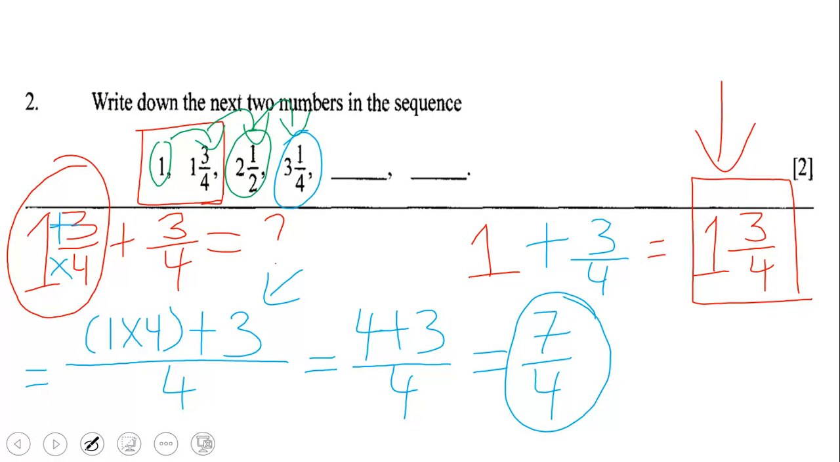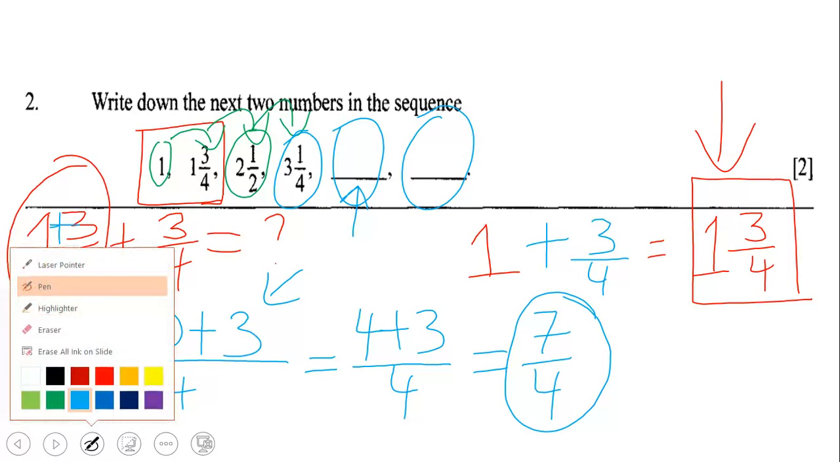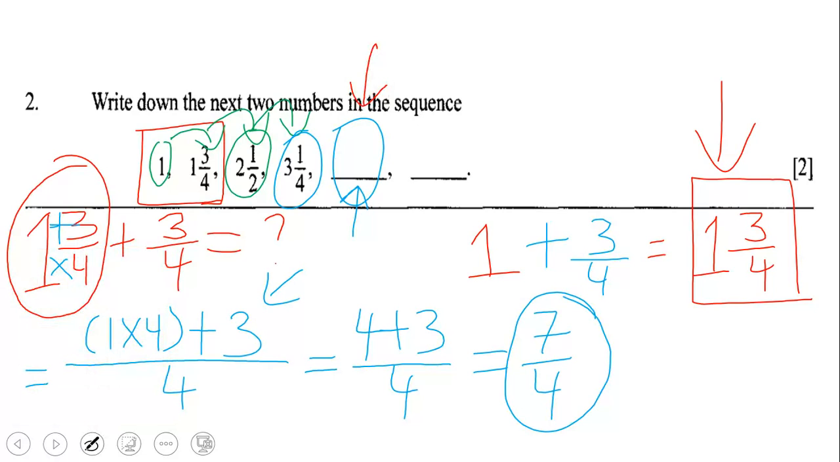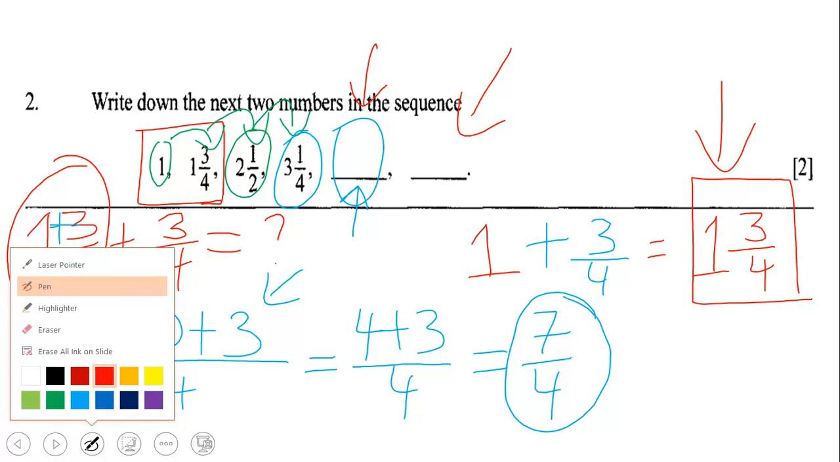So hopefully you can see the pattern. Every time we add 3 over 4 to one term in the sequence, we get the next term in the sequence. So in order to get this term in the sequence, I'm going to take 3 over 4 and add it to 3 and 1 over 4. And I'm going to use a similar idea for this one. So let us do that.